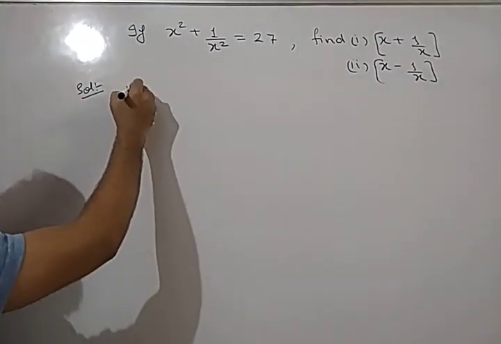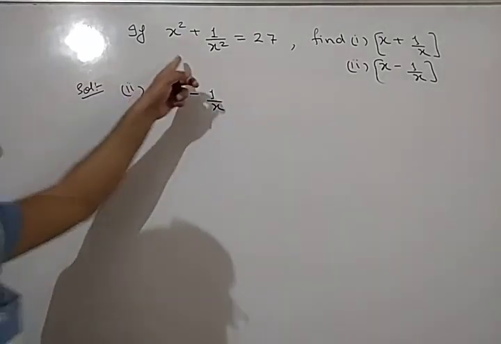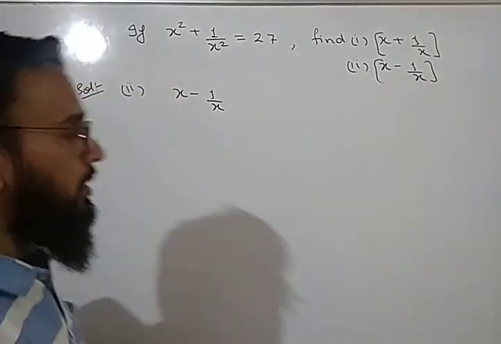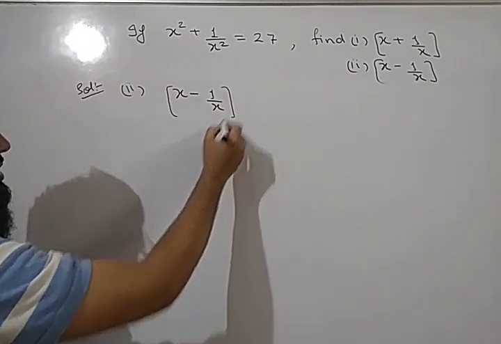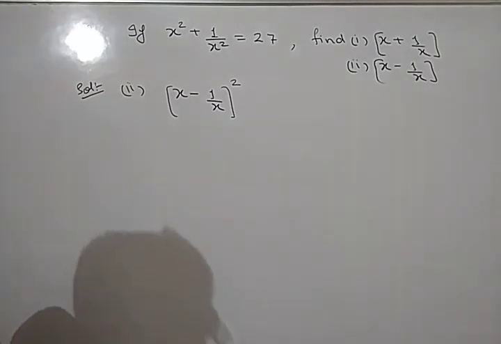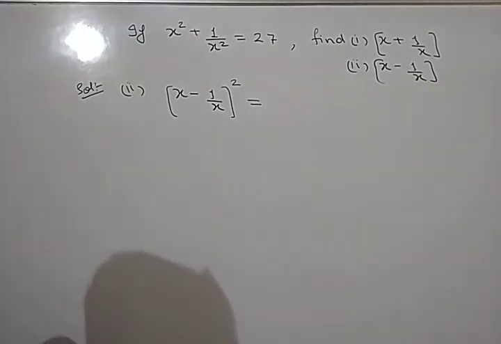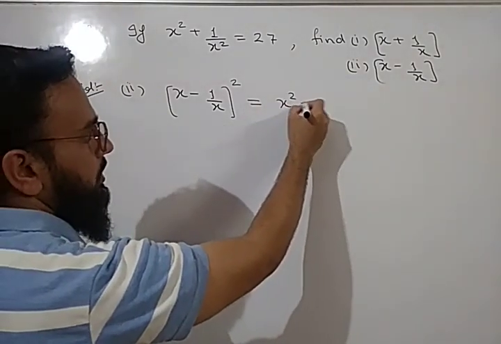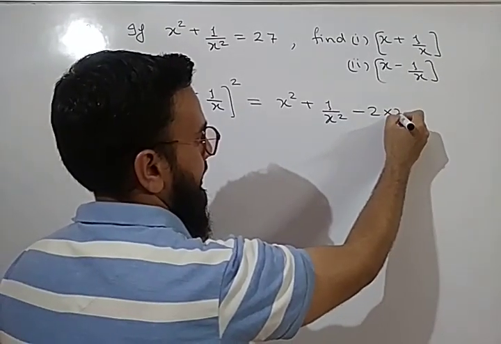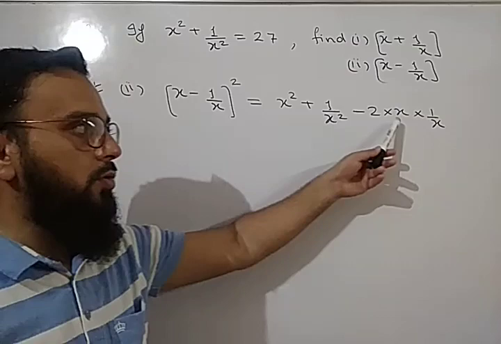Now the second part, we have to find x minus 1 upon x, and we are given x square plus 1 upon x square equals 27. So again, we have to find x minus 1 upon x. Whatever you have to find, if it is a term without square, then square it, taking the whole square. x minus 1 upon x whole square, now it is a minus b whole square. And what is the identity of a minus b whole square? It is a square plus b square minus 2ab.